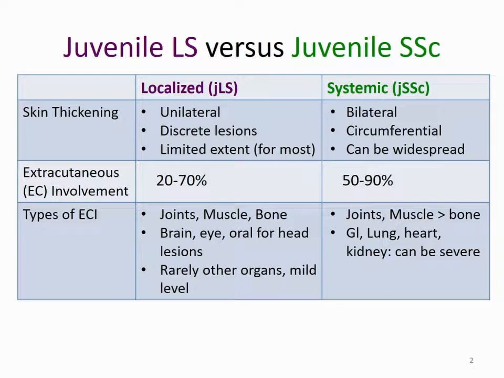Okay, so as Dr. Moore told you, there are two types of pediatric scleroderma: the juvenile localized versus the juvenile systemic. Typically they're both associated with hard skin, as Dr. Moore said, but in the localized form, it tends to be unilateral.